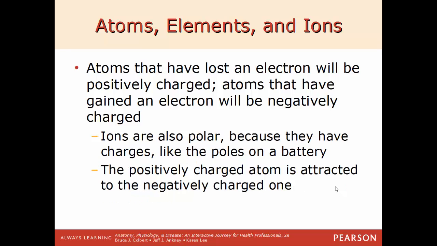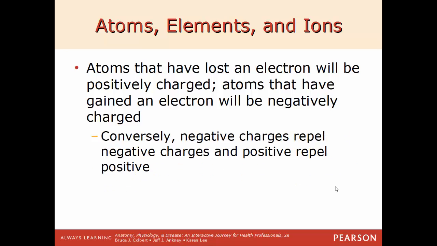Ions are also considered to be polar because they have charges on them, like the poles on a battery or on a bar magnet. The positively charged atom will be attracted to the negatively charged atom. So think of using a bar magnet. If you've ever played with bar magnets before, if you were to put one pole versus another pole side by side, if they are opposite charges, they will attract each other. If they are the same charge, they will repel one another. You can actually feel the repulsive force between them. You can almost move one magnet with the other because they can't attract one another. So opposite signs will attract one another, and conversely, similar signs will repel one another.